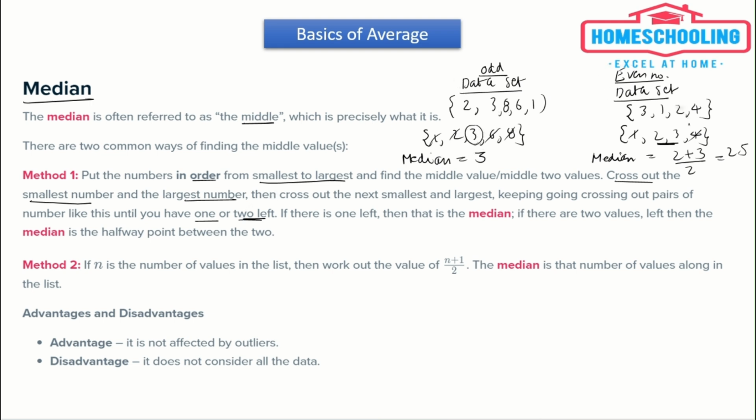So for the median, when there is an even number of data, we will have two numbers in the middle, and the median would be the average of these two numbers. And for an odd data set, we will get only one number, and that one number in the middle would be the median.